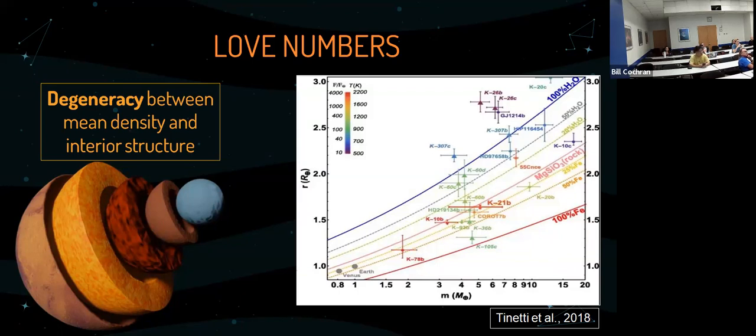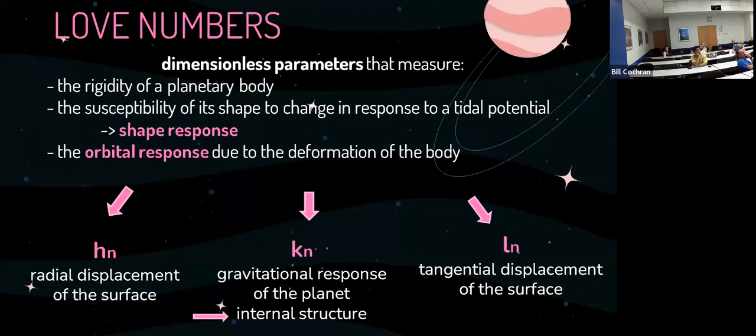This is also related to the fact that with one mean density, we cannot constrain the internal structure of a planet. We can just say, okay, it's a rocky planet or a giant gaseous planet, so we can say which kind of planet it is, but we cannot say much more just with the mean density, which comes from mass and radius. So this is why we introduced the Love numbers.